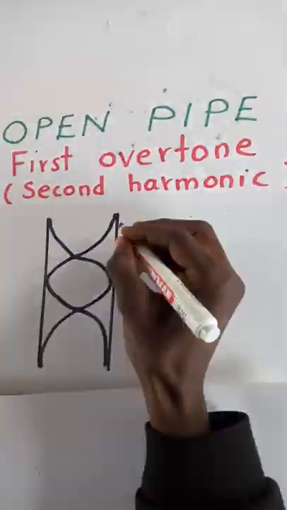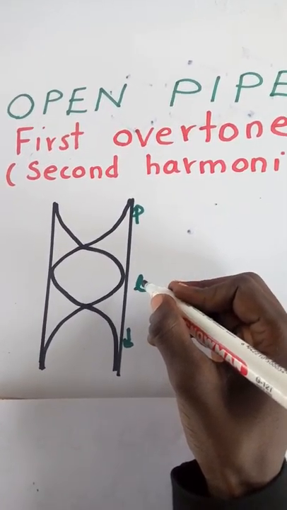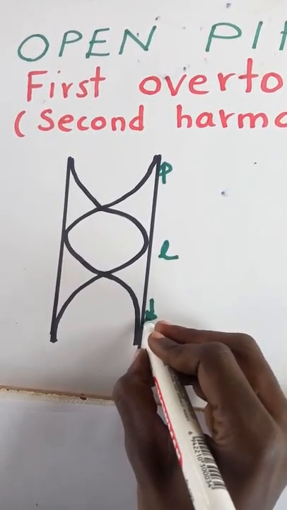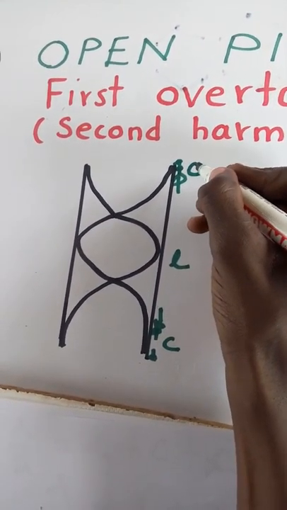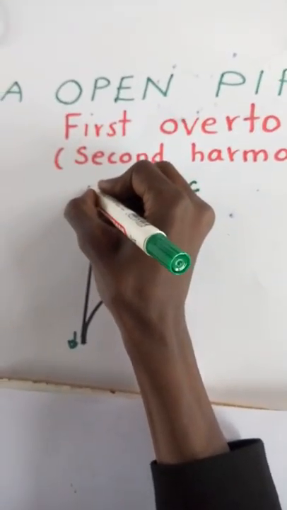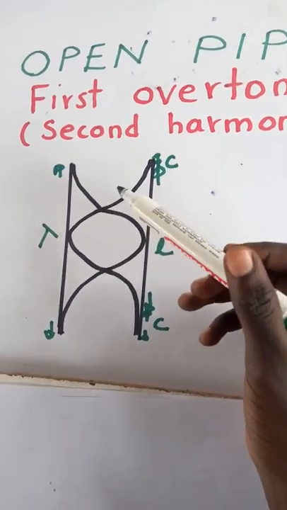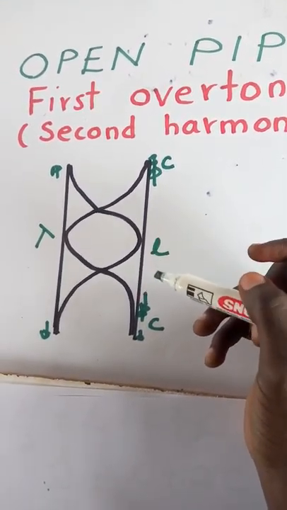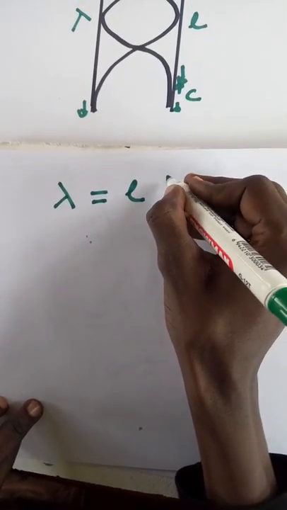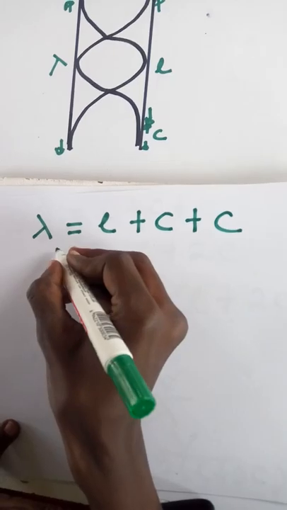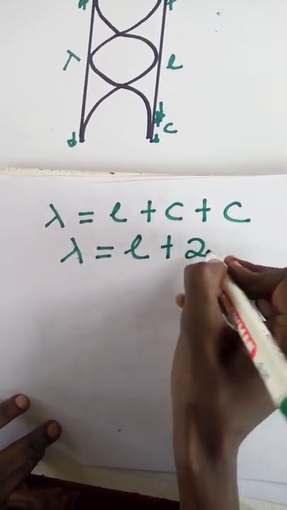From this point up to this point, this is the length of the open pipe. From this point up to this point is end correction, and also from this point up to this point is end correction. But the distance from this point up to this point is equal to a wavelength, because this is half wavelength plus quarter wavelength plus another quarter wavelength, which is a complete wavelength. So wavelength is equal to length of an open pipe plus end correction plus end correction. So wavelength is equal to the length of the open pipe plus 2 end corrections.